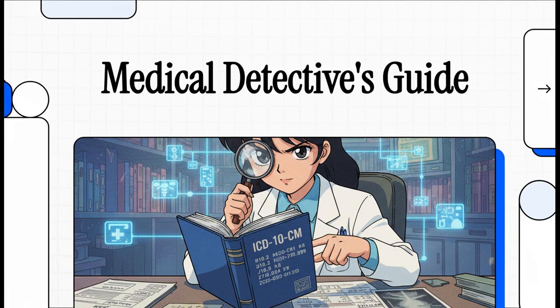Every time you visit a doctor, a story gets written. It's a story about your symptoms, what the doctor finds, the diagnosis, the treatment. But for the entire healthcare system to actually work, that very personal story has to be translated into a universal language. And that language is a series of codes. The people who do that translating, they're basically medical detectives.